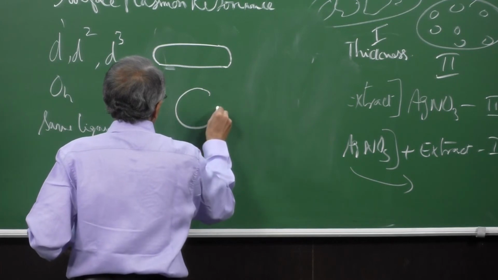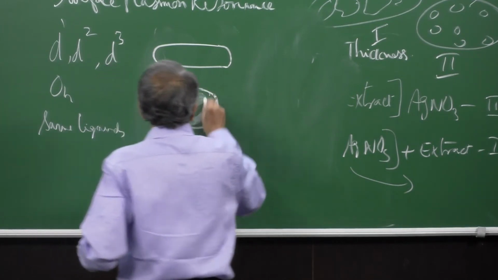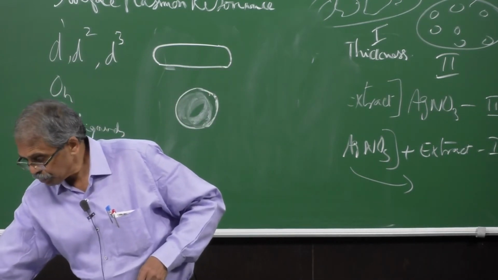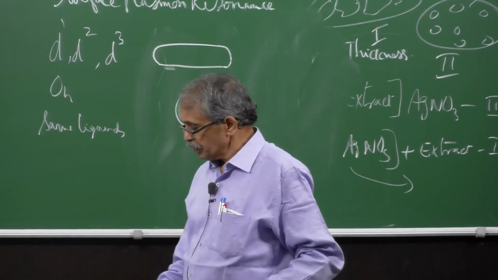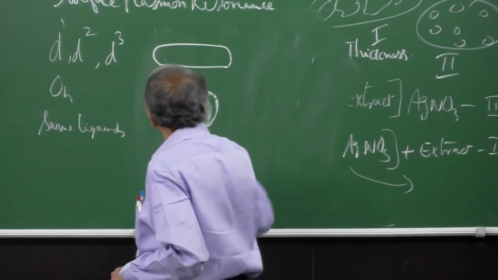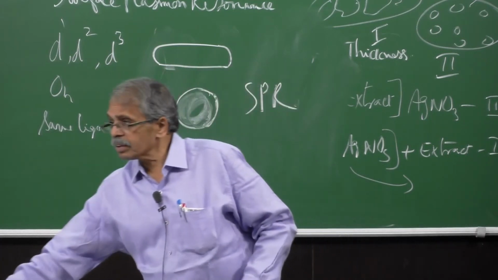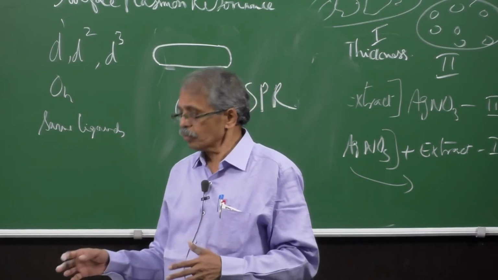And the other is nanospheres. So you have two different types, two different shapes. Now the clue is already there. There are two different shapes, so you can easily identify them from their absorption spectrum, from their SPR, the characteristics of the thing. So you can measure for both the gold nanorods and the gold nanospheres.